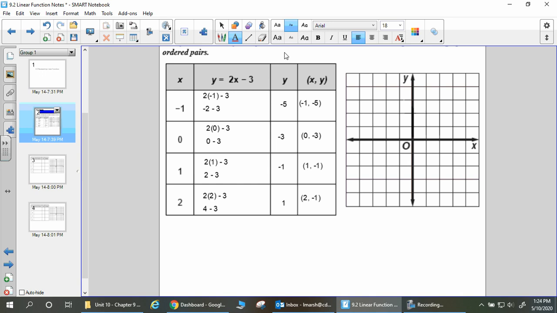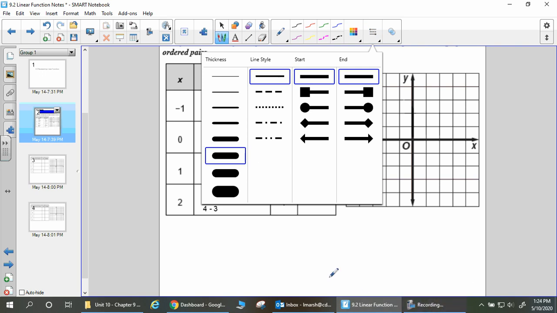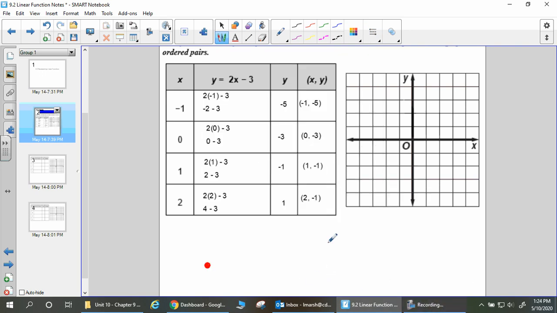So what we want to do is take our ordered pairs and graph them. Okay, so if we're going to graph our ordered pairs, we are going to take this ordered pair. Remember, it's x then y. So if this is my x-axis going left to right, this is my y-axis going up and down. If I start at 0, I'm -1 on the x, so I'm going to the left. Then I'm -5 on the y, so I count down 5 spots. I put my point. 0 on the x, so I'm here. -3 on the y.